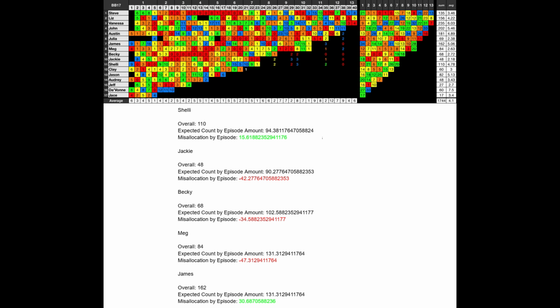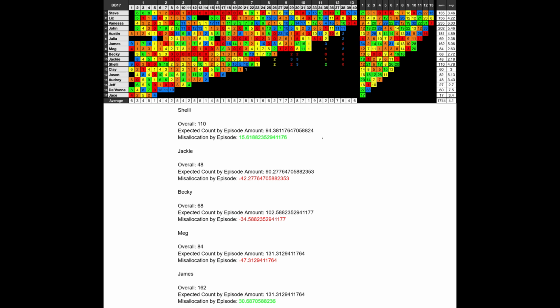Jackie got 48 diary rooms, and her expected count by episode amount is 90.27, causing a negative 42 misallocation by episode, meaning that she missed half of the amount of diary rooms that she would have needed if things were evenly distributed. Becky got 68 diary rooms throughout the season, and her expected count by episode amount is 102.58, causing a negative 34.58 diary rooms. And I guess this kind of makes sense because she really wasn't on either alliance, she wasn't causing any drama, and she wasn't really nominated or winning many competitions.